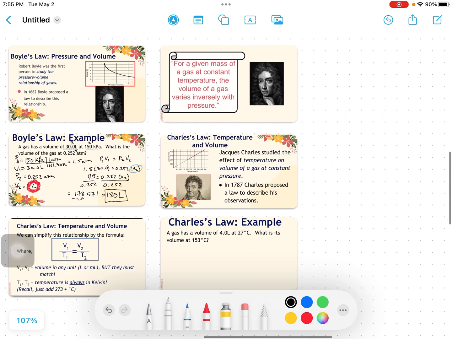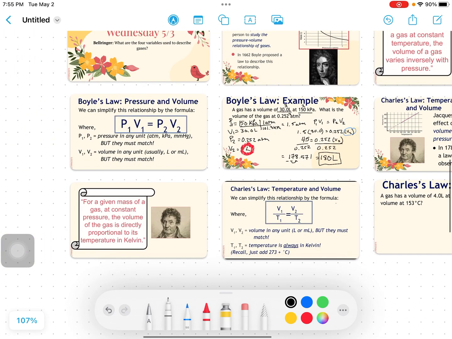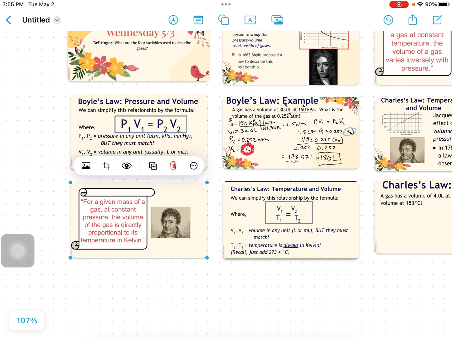Now we're going to get into Charles' law. So Charles came in, he studied the effects of temperature on volume of a gas at a constant pressure. So for this time, the pressure is not changing, it's just the volume, the size of the container that we're dealing with. So he came up with this law, says for a given mass of a gas at constant pressure, the volume of a gas is directly proportional to its temperature.